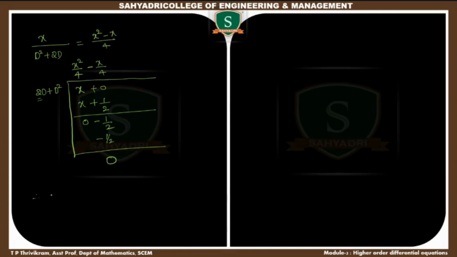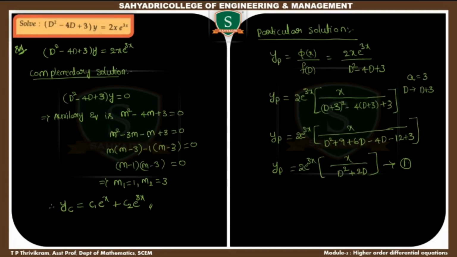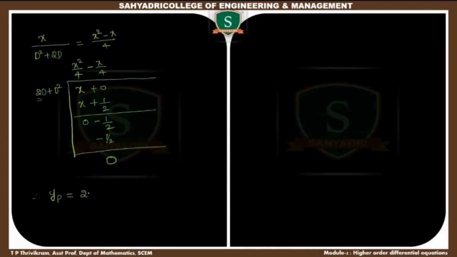So therefore, the particular solution yp is equal to 2e power 3x into, in the place of this, you can write x square minus x divided by 4. So 2 ones, 2 twos, which gives the answer as e power 3x by 2 into (x square minus x).